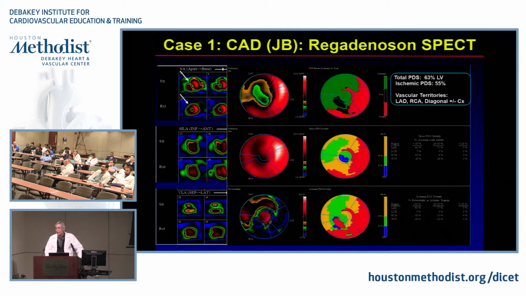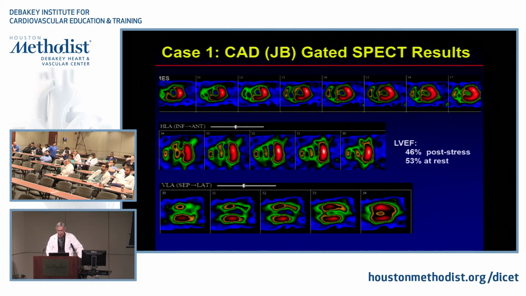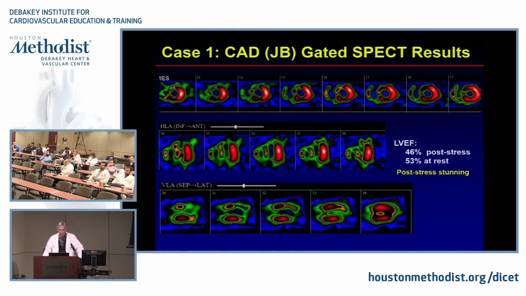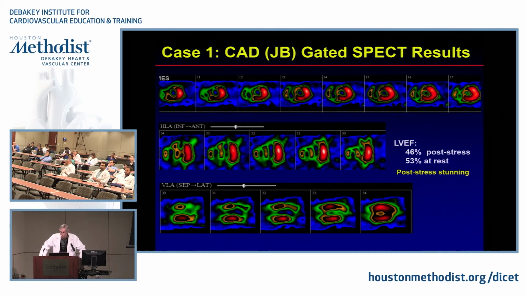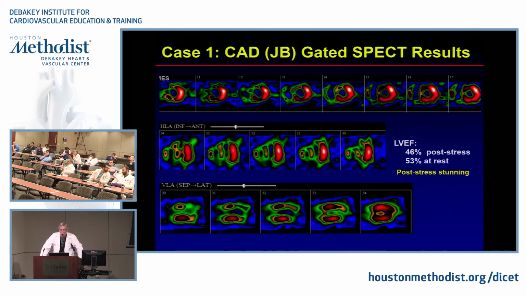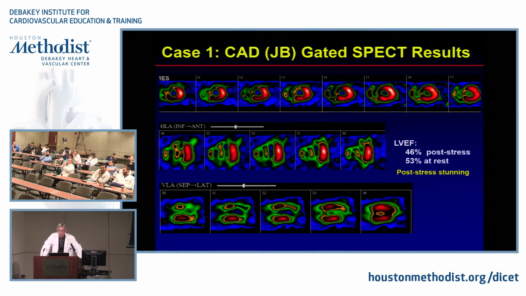So what do you think about this? So the ejection fraction is here. And you can see that the ejection fraction at rest was 46%. Those walls, I think you'd all agree, are hypokinetic. And the ejection fraction at rest was 53%. So what do we call that? We call that post-stress stunning, right?